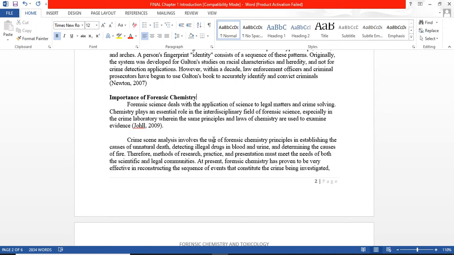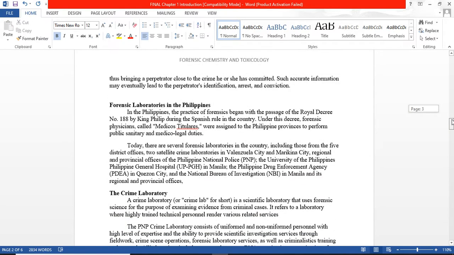Then sa determining the causes of fire, or sa aton other term, the legal term for your fire is arson. At present, forensic chemistry has proven to be very effective in reconstructing the sequence of events and constituting the crime being investigated, thus bringing the perpetrator close to the crime he or she has committed. Such accurate information may eventually lead to the perpetrator's identification, arrest, and conviction.